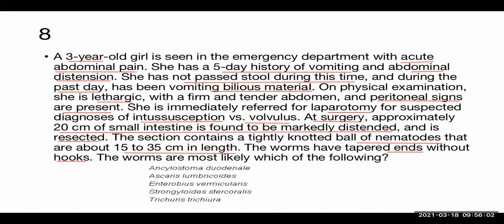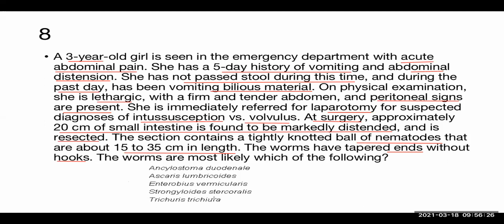like obstructive jaundice, intestinal obstruction, and malabsorption syndrome. Absolutely correct. Very good. That's the point. That's why I clearly told you there is a clue for you: the length of the worms, 15 to 35 centimeters. Ascaris lumbricoides is the longest of the nematodes. All of these are examples of nematodes actually.